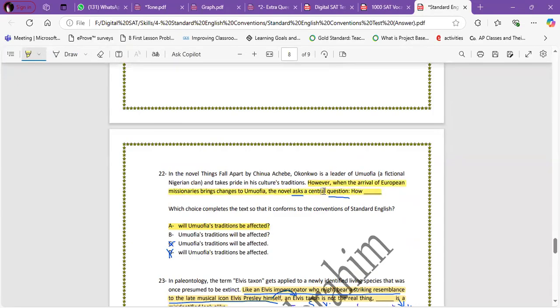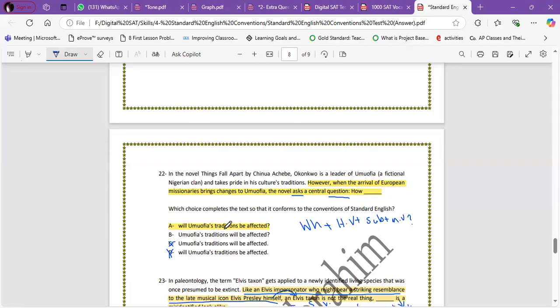He said, however, when the arrival of European missionaries brings change to Umufuya, the novel asked a central question. He said, ask a question. So it's not a declarative, it's a question. Now, how the question will look like, we said WH question, then helping verb, then subject, then main verb. Which one has this to be a question?